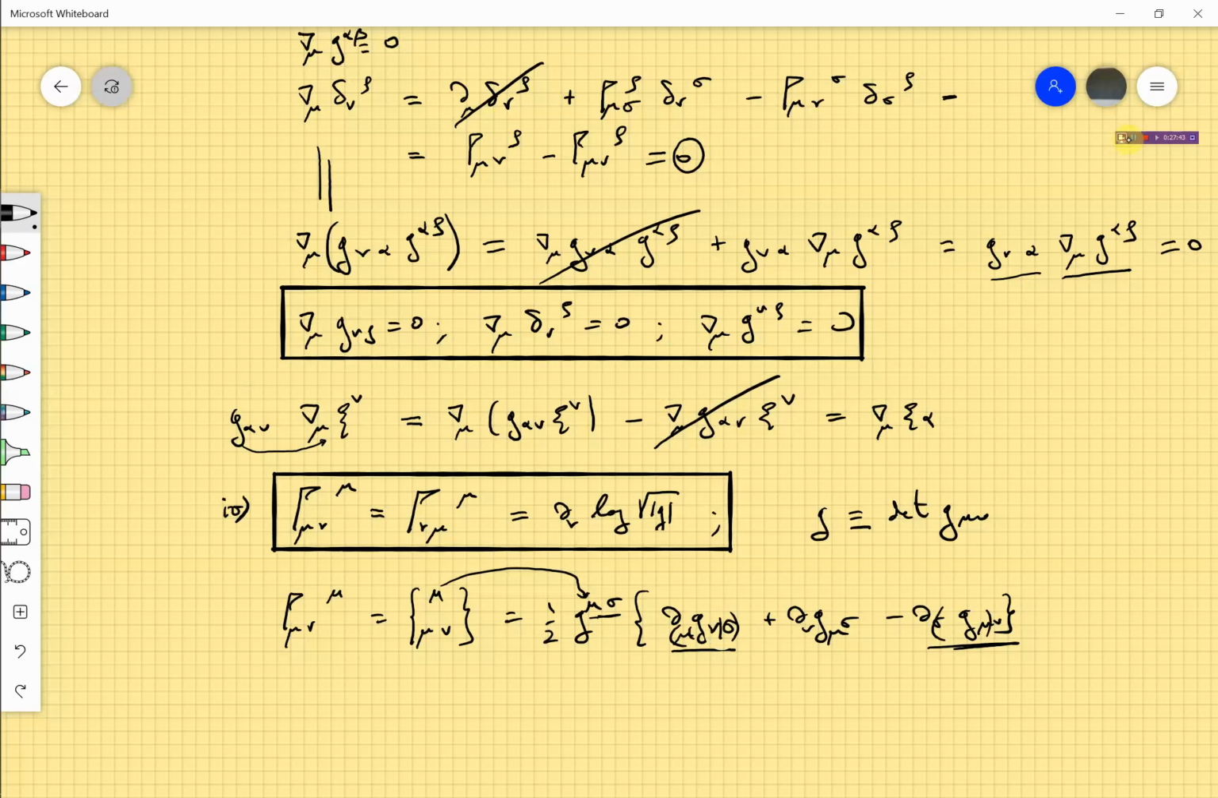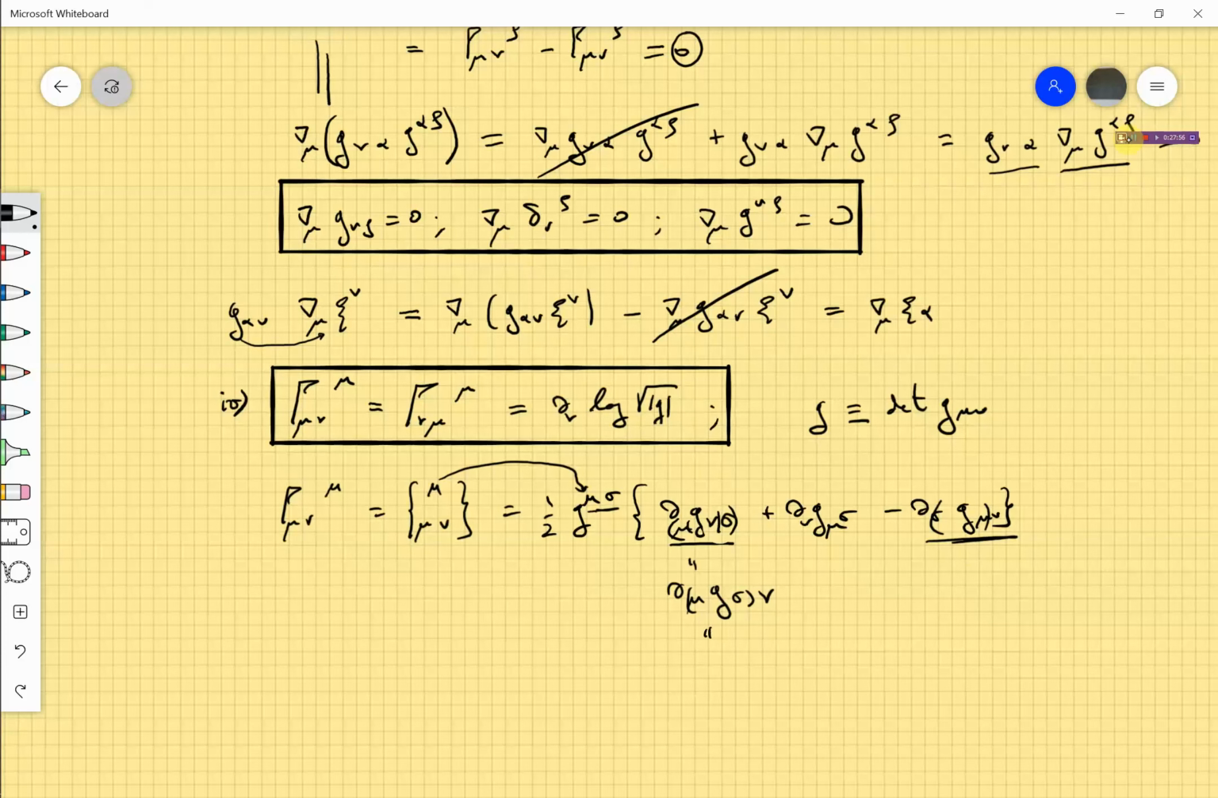But this is the same as partial mu g sigma mu, because the metric is symmetric. And because of the symmetry of this expression, which is symmetrizing mu and sigma, this is partial sigma g mu nu. So the conclusion is that this term and this term cancel, and only one term survives.